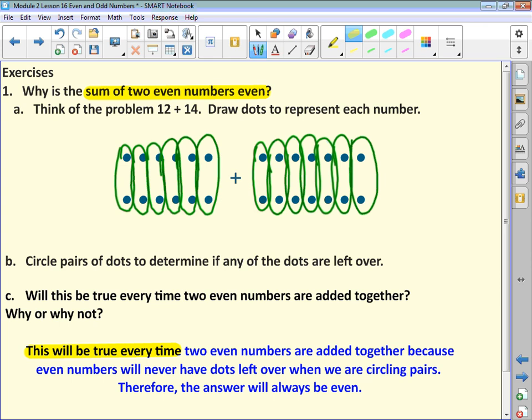So your answer that you can write on the bottom, this will be true every time, okay? Because when two even numbers are added together, there will never, ever be dots left over when we're circling pairs. Therefore, the answer will be even. So for part C, you're writing down the sum of two even numbers is always even. We were able to prove that with the picture.